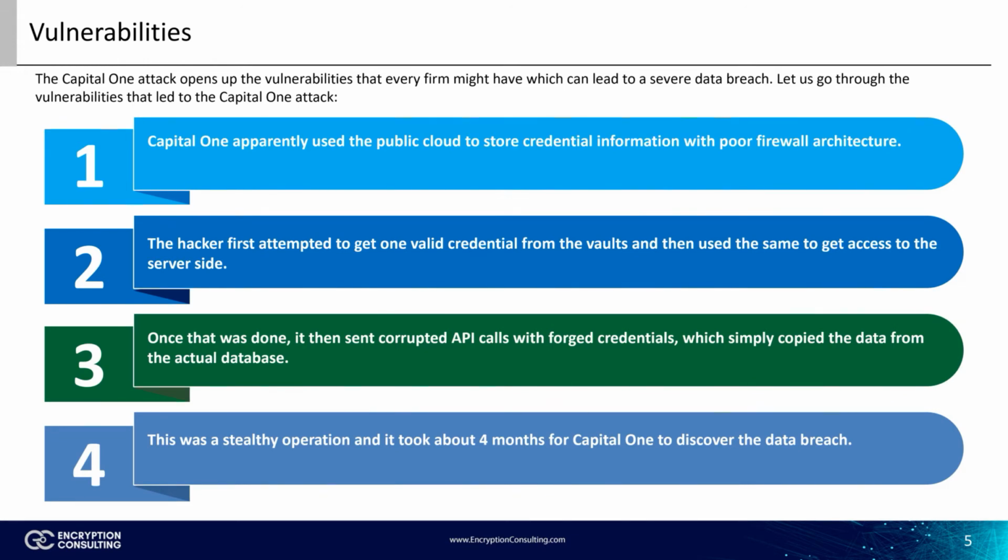However, just like signature forgery, if a hacker gets access to one of these credentials, it could just use that to perform API calls, and the server side would never know the difference. This method of attack is simple and very common. The Capital One hack allegedly started by exploiting the poor firewall architecture of the public cloud where the credentials were kept. Once that was done, the attackers simply used one valid credential to perform a malicious API call, which had custom code to steal the sensitive data.